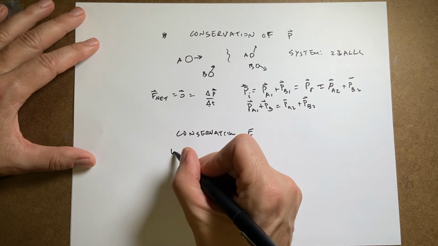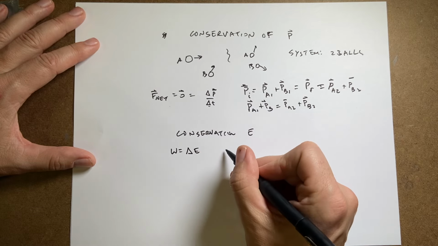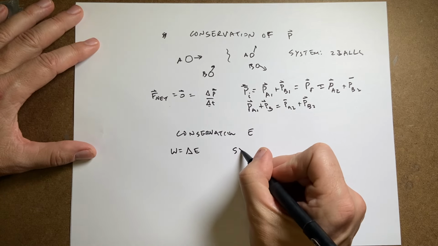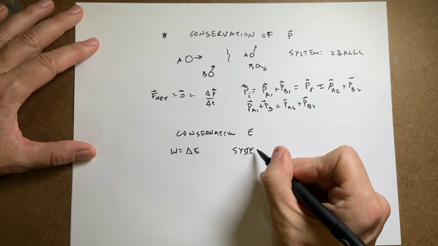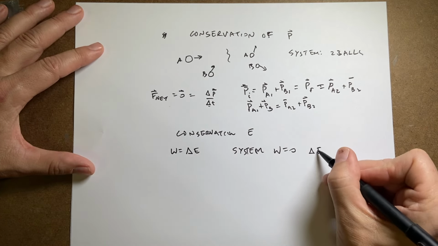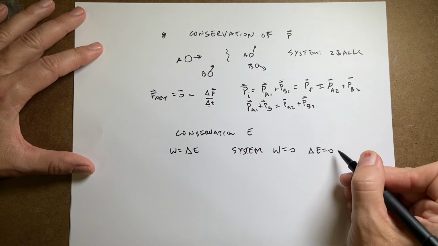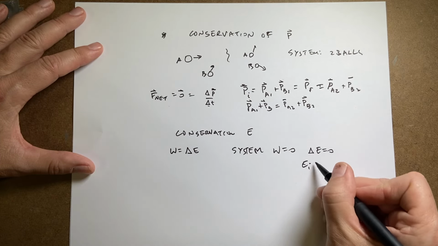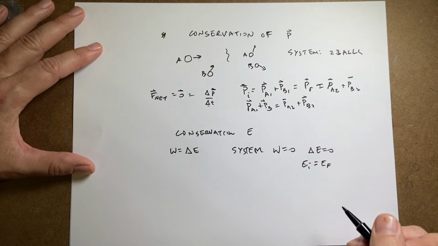Okay, conservation of energy. Work is a change in energy. If I pick a system where work is 0, then delta E is 0. And this could be any types of energy. So that means that E initial equals E final, and energy is conserved.